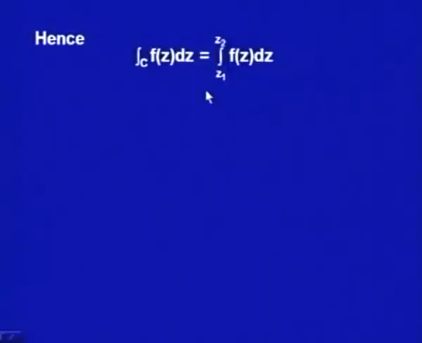So, before reaching those properties, let us find out that if for some function the integral along different contours comes out the same, in that case we can use another method to evaluate this integral. That method is simply directly integrating the function from z1 to z2, where z1 is the point where the contour starts, that is t equal to a, and z2 is the point where the contour ends, that is t equal to b.